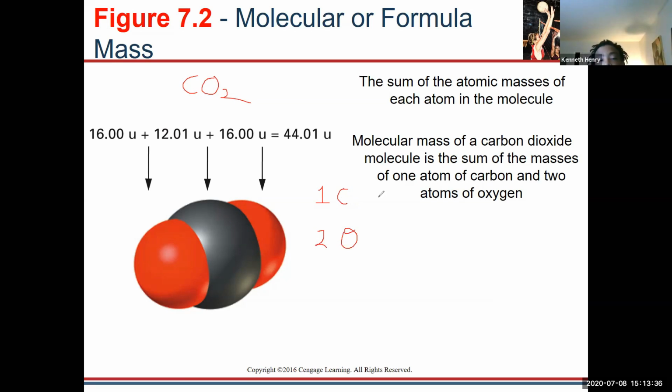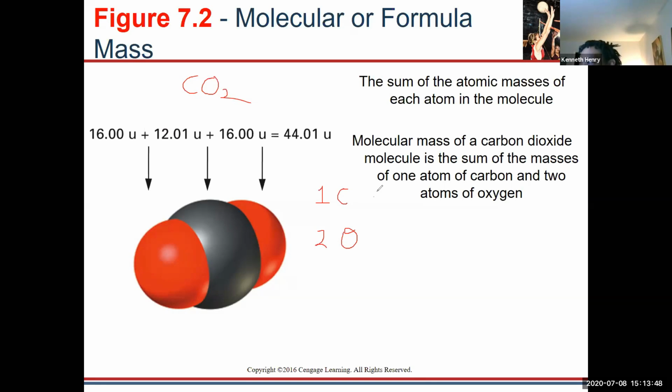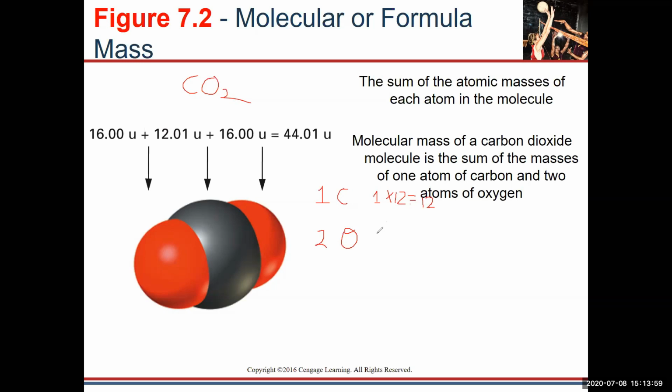Okay, so if we look on the periodic table, that's going to give us our atomic mass for carbon. So what is the atomic mass for carbon? Carbon is 12. So we have 1 times 12. And that equals 24, right? No. 1 times 12 is 12.